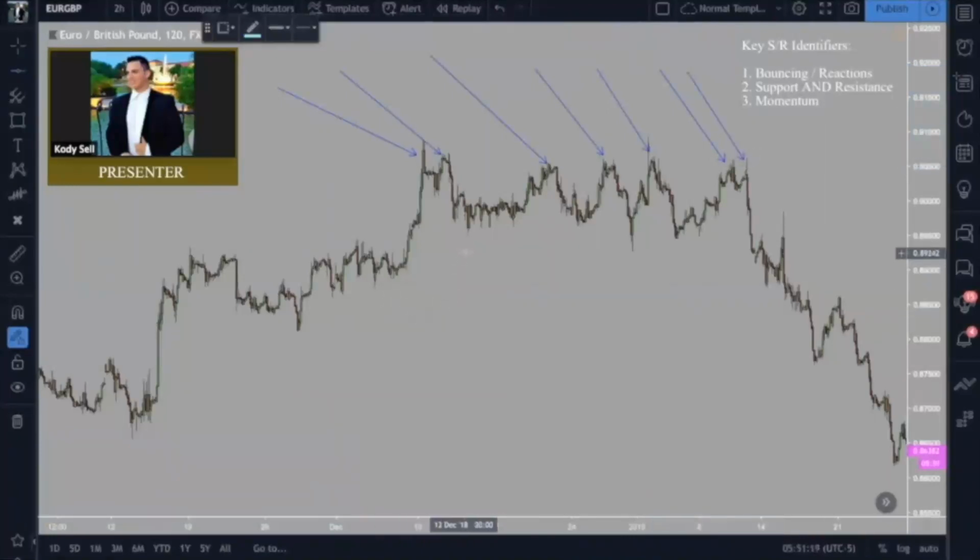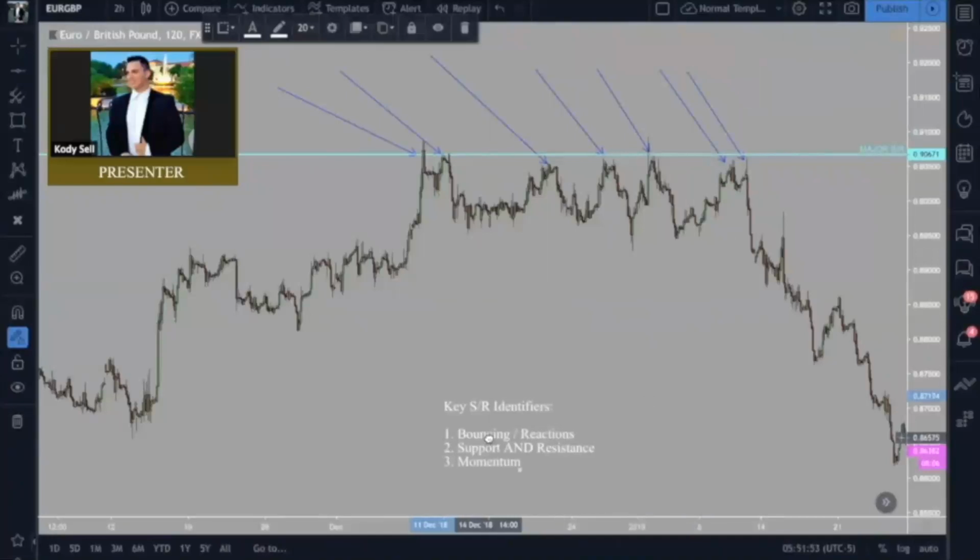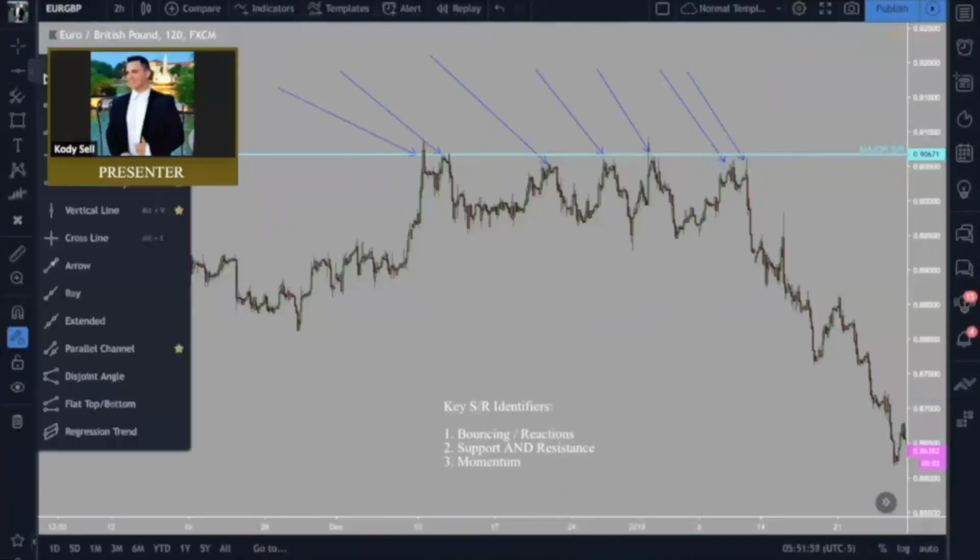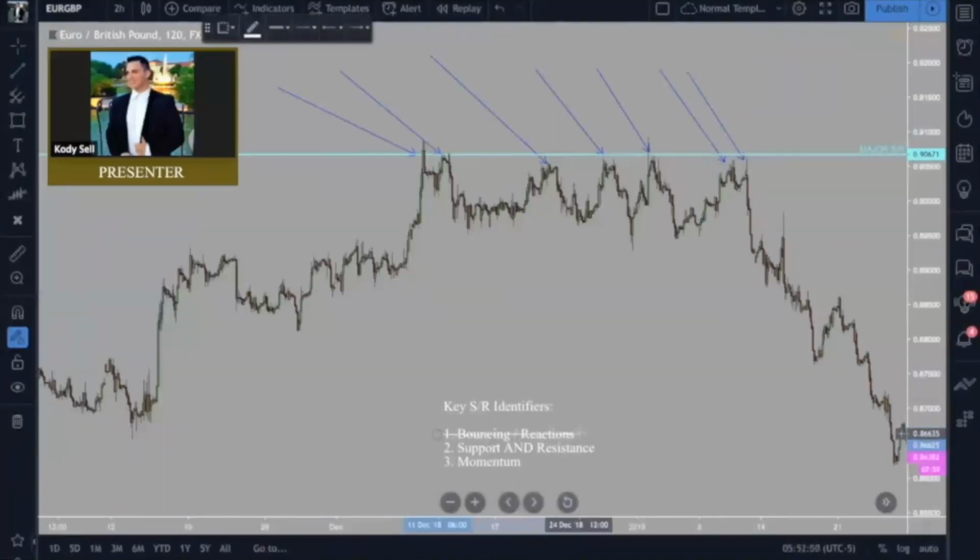So let's place our horizontal support and resistance line right up here. See here, I've got it labeled major support and resistance, major S&R. And we've seen how many rejections here? 1, 2, 3, 4, 5, 6, 7, 8, roughly 8 rejections. That's a lot of rejections, guys. That's a strong signal. So here with our key support and resistance identifiers, we can mark off number 1. We see plenty of bouncing, plenty of reactions from this level.